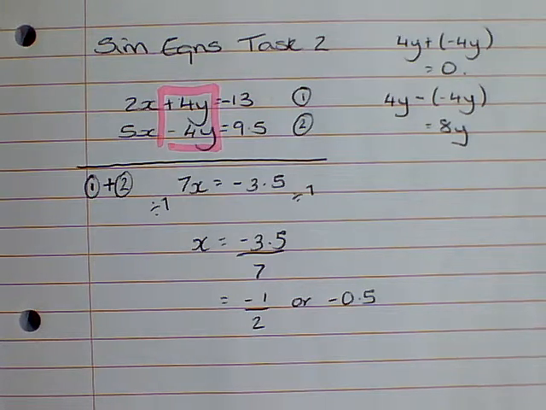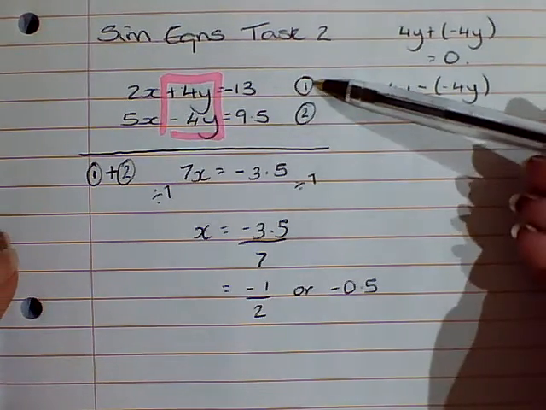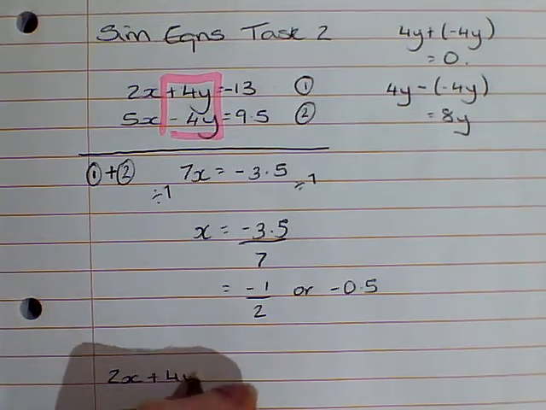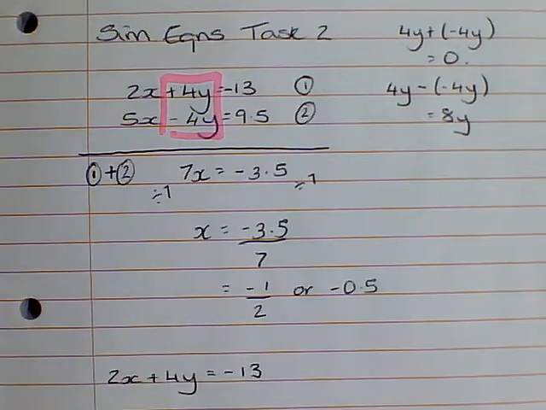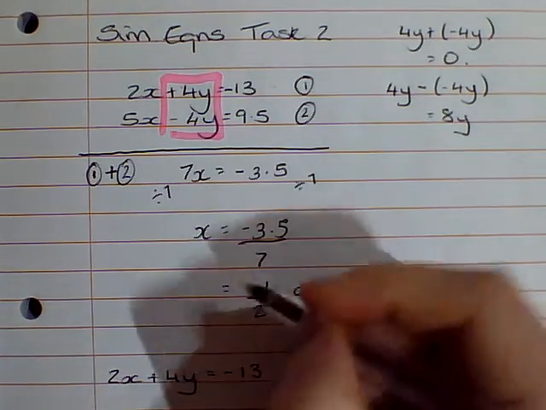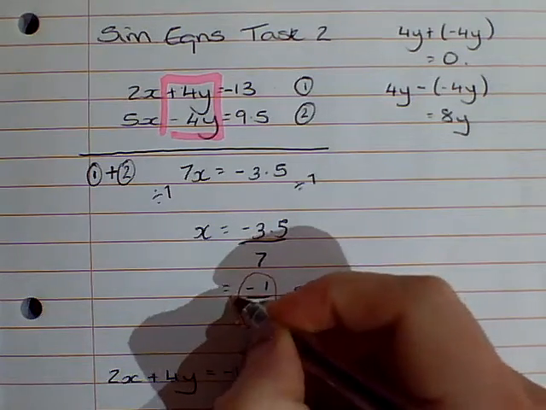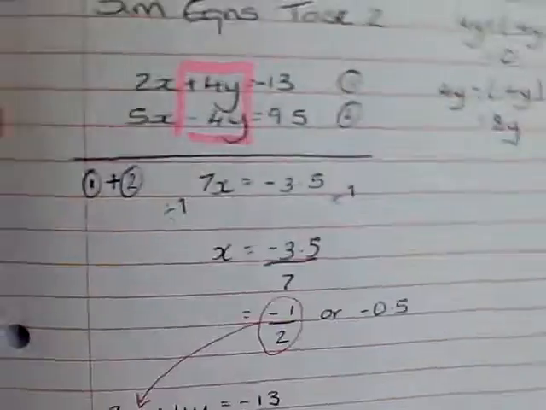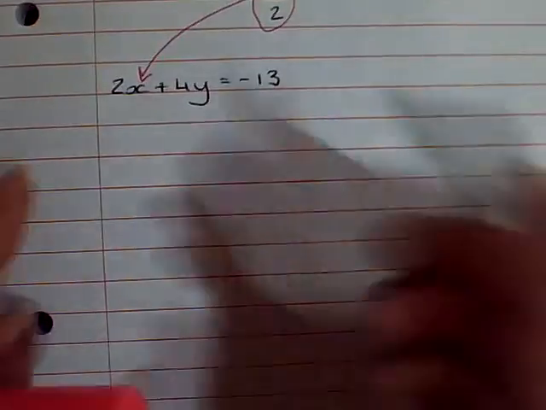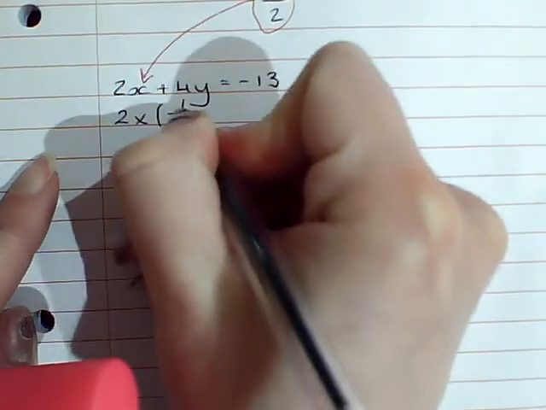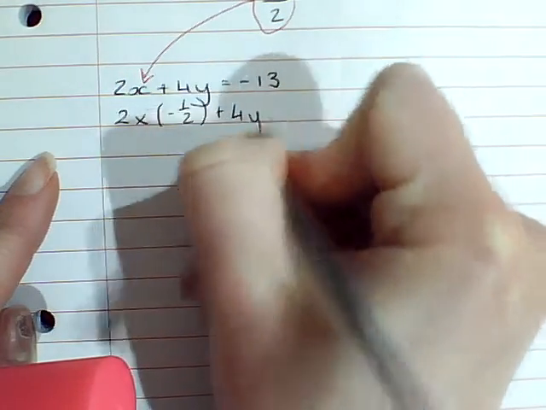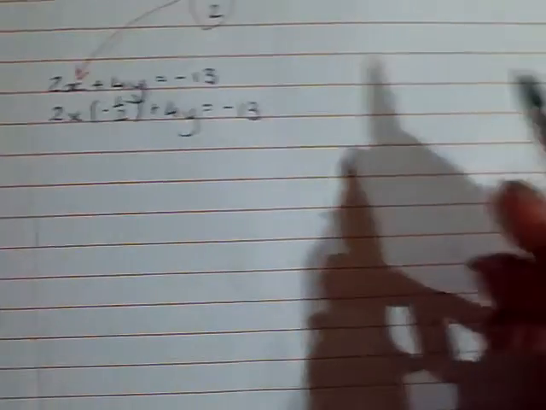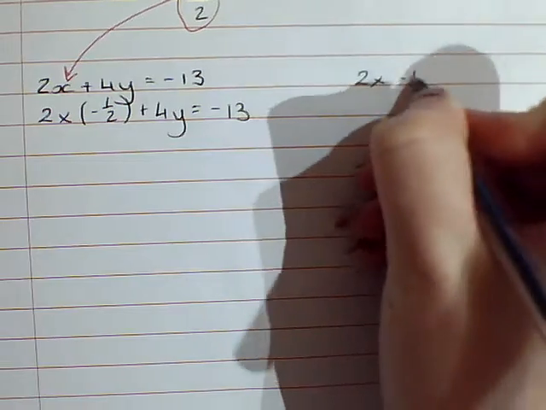in the next step. I am going to use equation 1 for the next step. So 2x plus 4y equals negative 13. And I'm going to pop this negative a half, x is negative a half, into the x. So 2 times negative a half plus 4y equals negative 13. If you need to, take this to the side. 2 times negative a half.